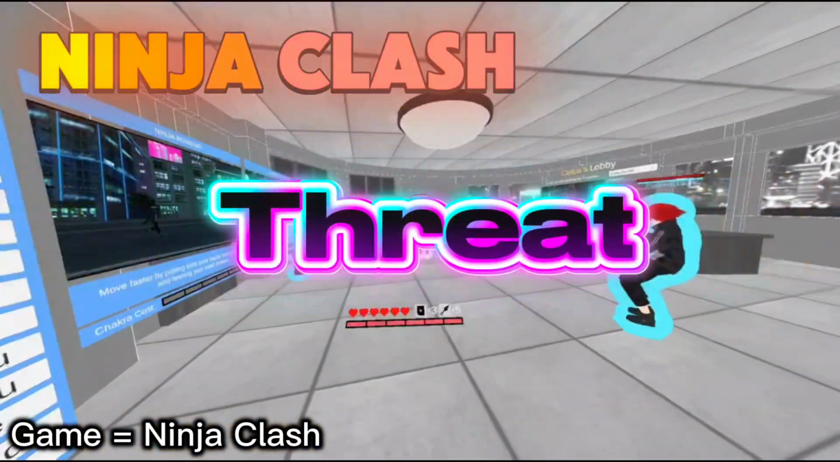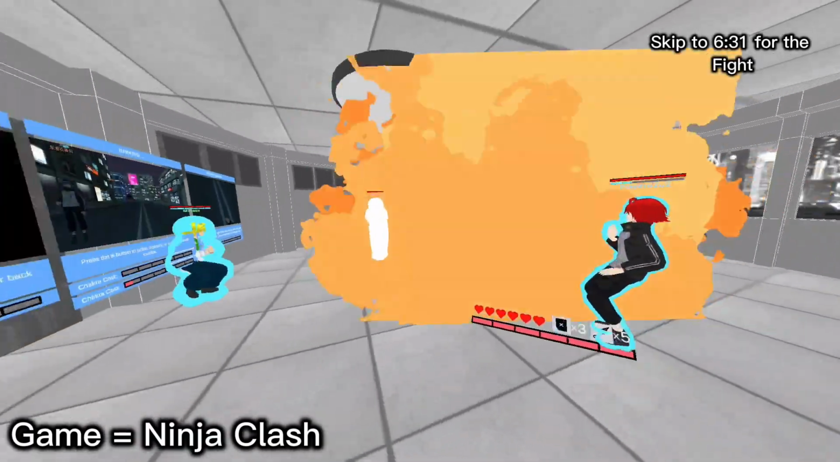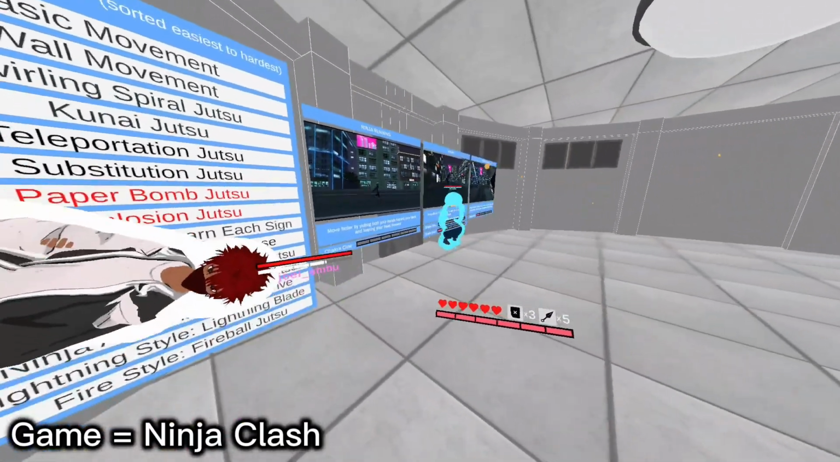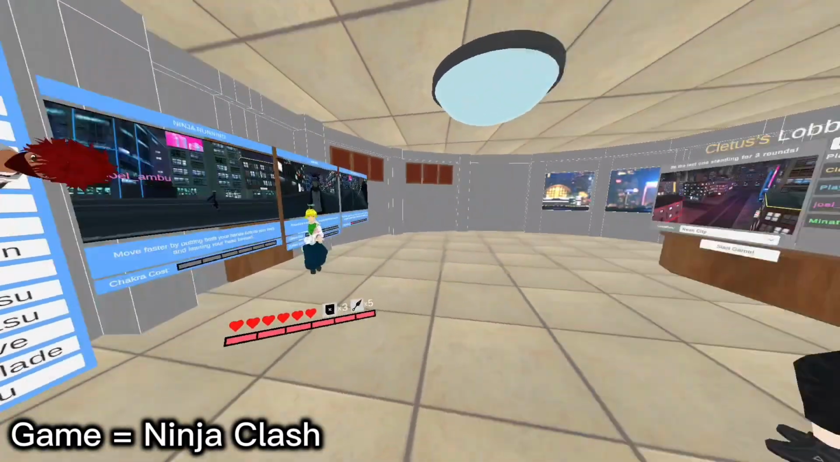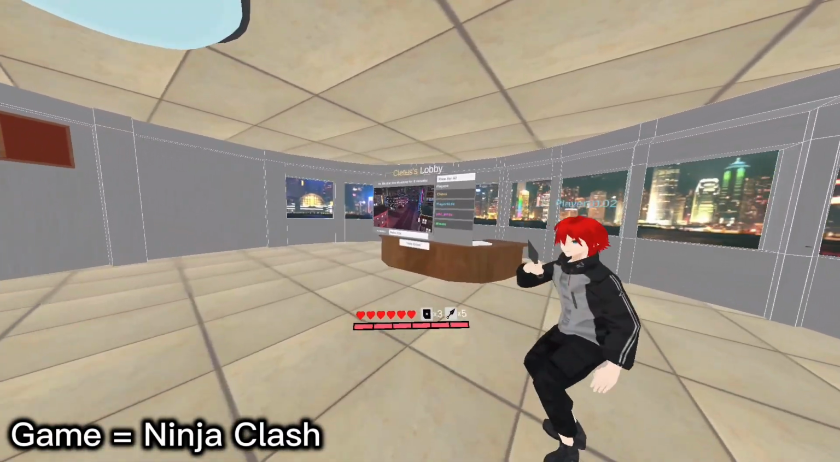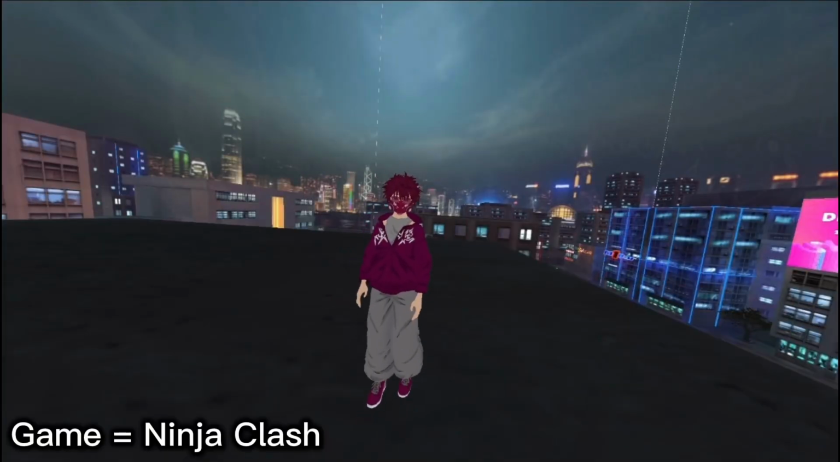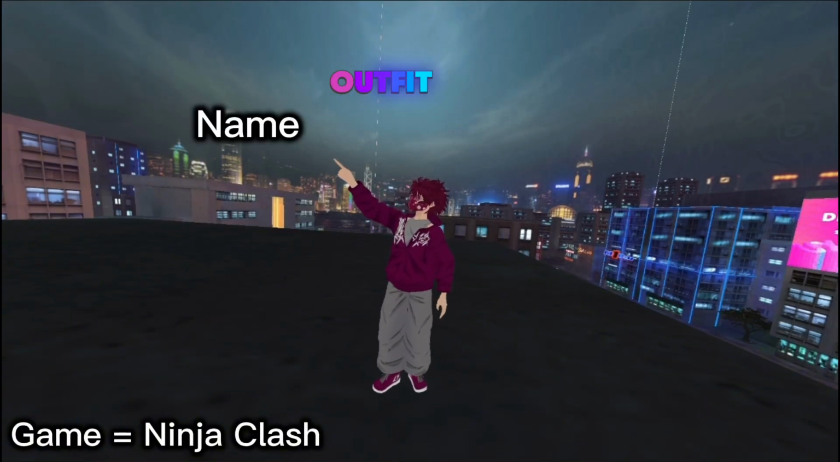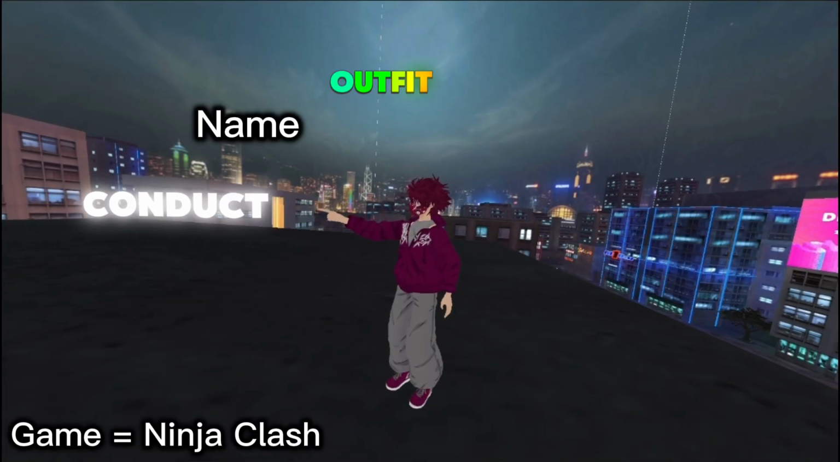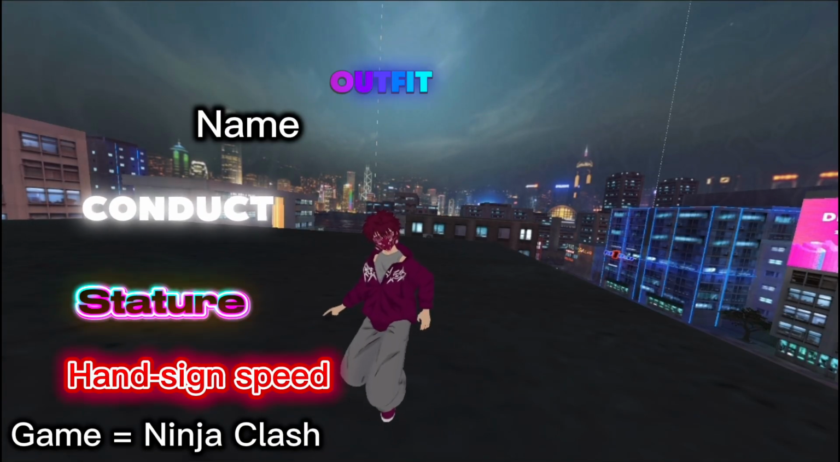Ninja Clash threat analysis. This term refers to analysing your opponents at the start of a game to create a strategy, and the key way you do this is by following the ONCSH format. What ONCSH stands for is outfit, name, conduct, stature, and hand sign speed.